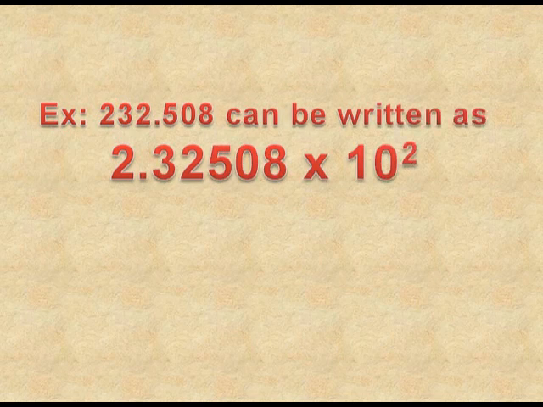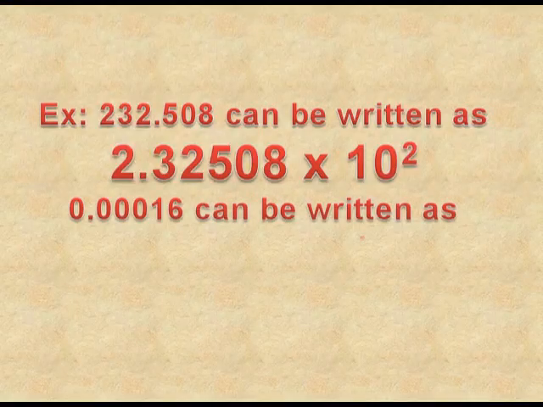232.508 in scientific notation can be written as 2.32508 into 10 raised to power 2. From here you can very well see that we have shifted the decimal 2 places towards left. When the decimal is shifted 2 places left, we say it as a positive 2.